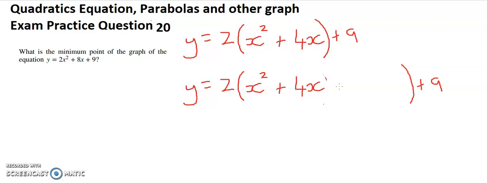To complete the square, C must be the two numbers that times together and add to equal B. So what's half of B? Half of B is 2. That means my C must be plus 2 squared minus 2 squared, because 2 squared, I can say, is 4.